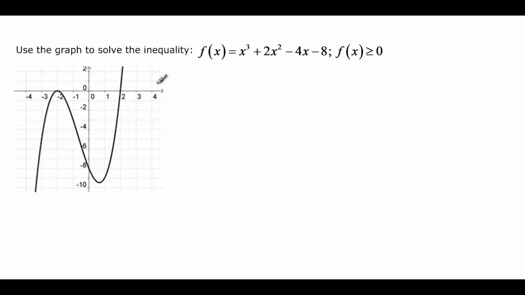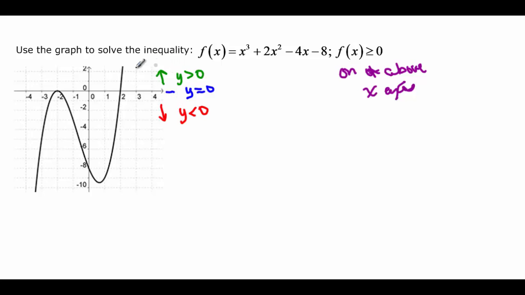So on our graph, anything above the x-axis here, the y values are greater than 0 because they're positive. And anything that is below the x-axis is going to be y is less than 0 because that's our negative values down here for a given x. And when we are on the x-axis, then we have y is equal to 0. Our inequality over here is asking us to find greater than or equal to 0. So that means that we want to be on the x-axis, because that would be equal to, and above the x-axis.